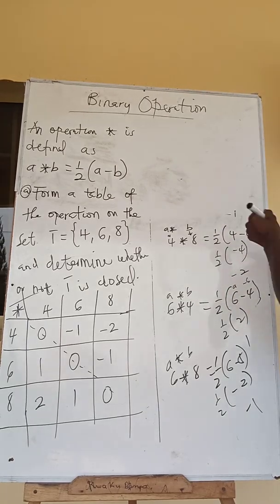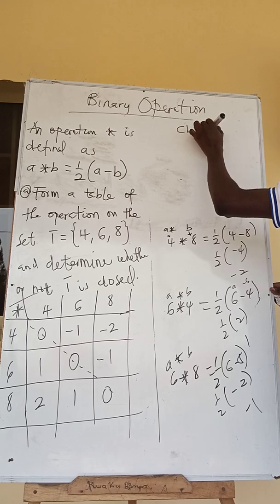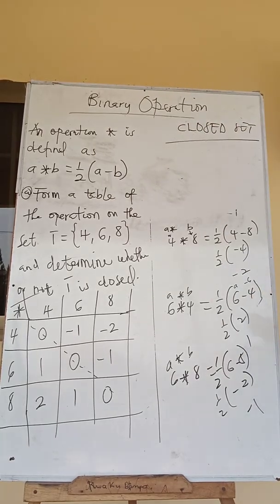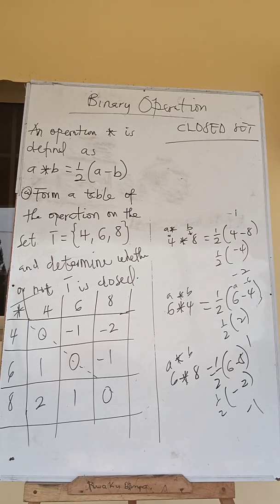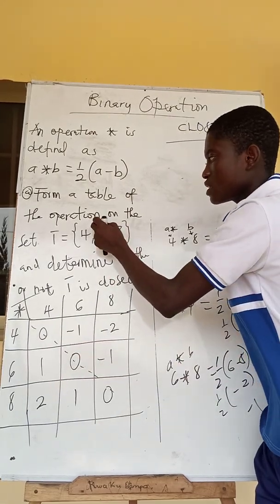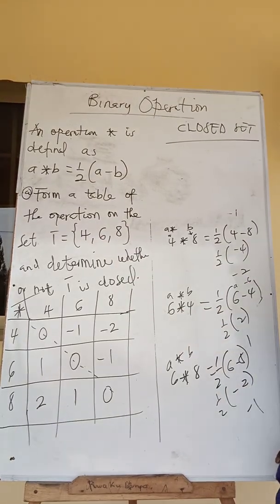Let me write it here. Closed set. So when you say the set is closed, it means all the members on this table must be part of the set T. So it means it's closed.